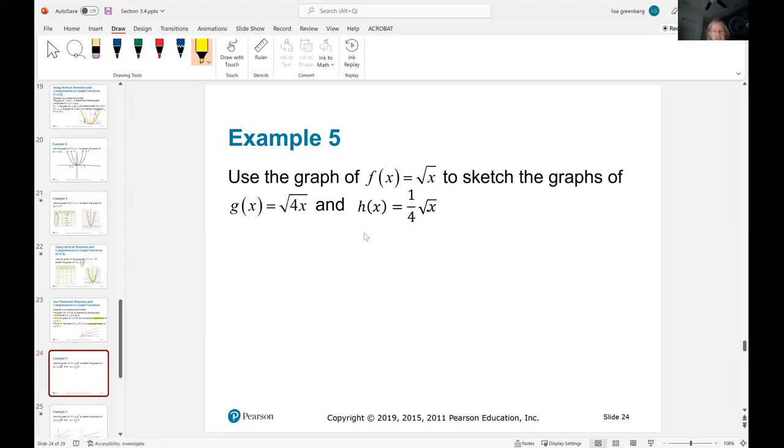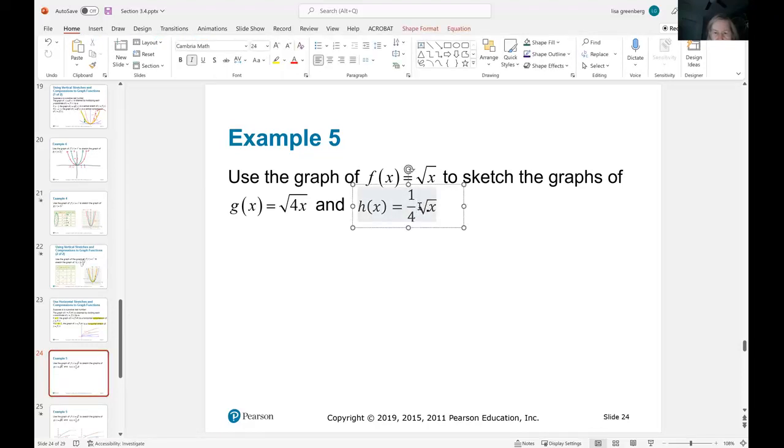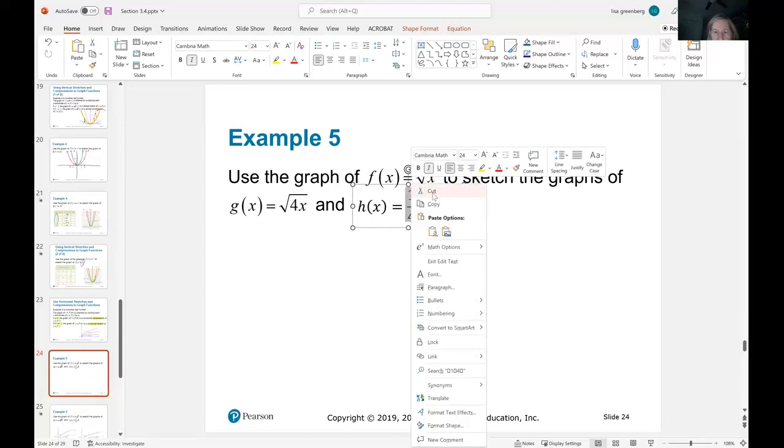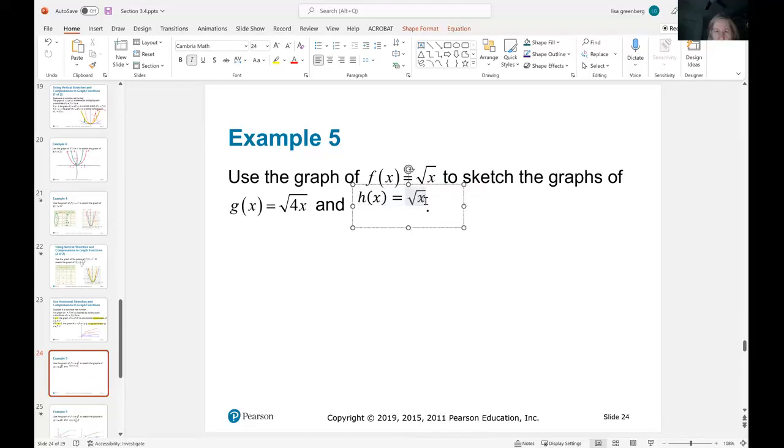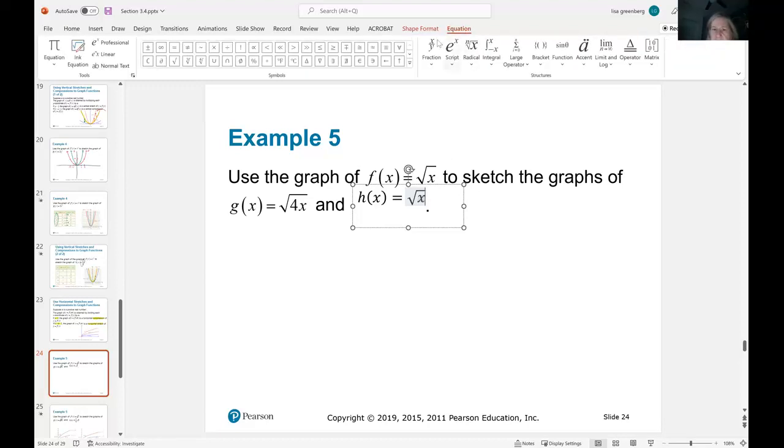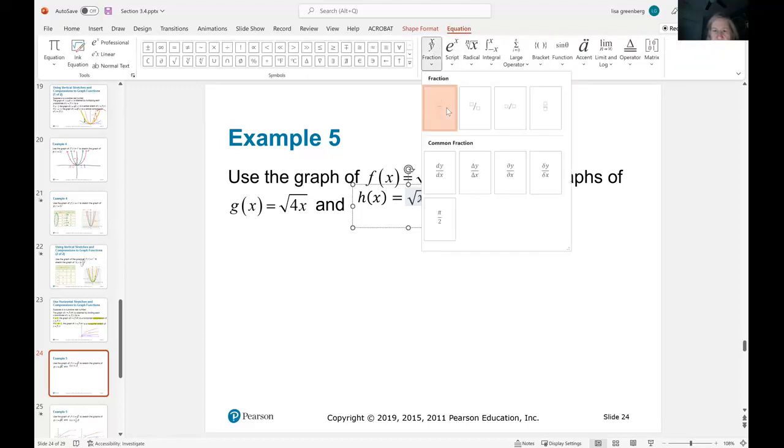To sketch these two graphs. Well, these are two different things. Here, actually, let me do something here. Let me fix this because that really should be inside. This should be, hold on, sorry. So this should be a fraction.